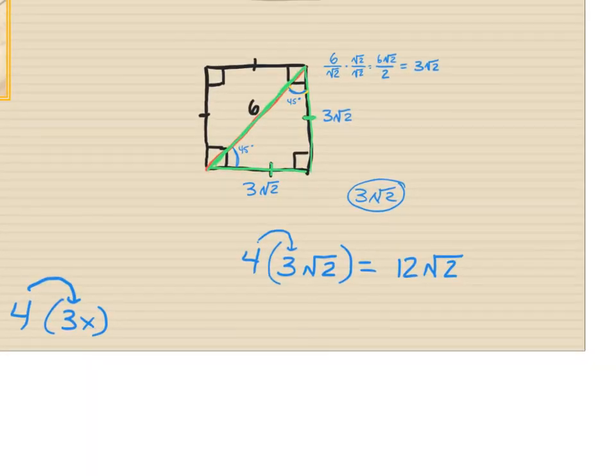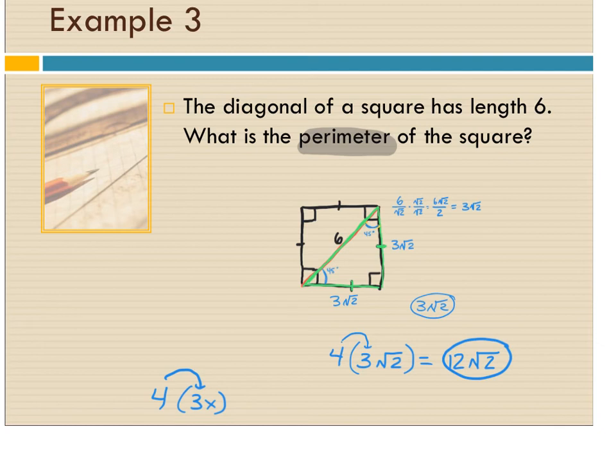All right, so my final answer is 12 square root of 2. Yes, sir. One more slide. Mr. Hodge, I don't know, if you became a teacher, you should give all your students A's. That sounds like a terrible idea. Why? I agree with that.